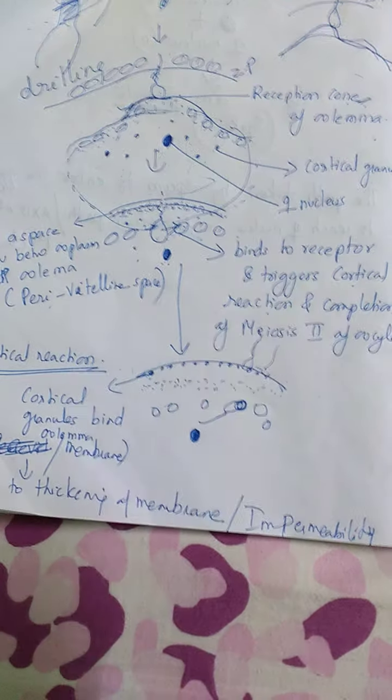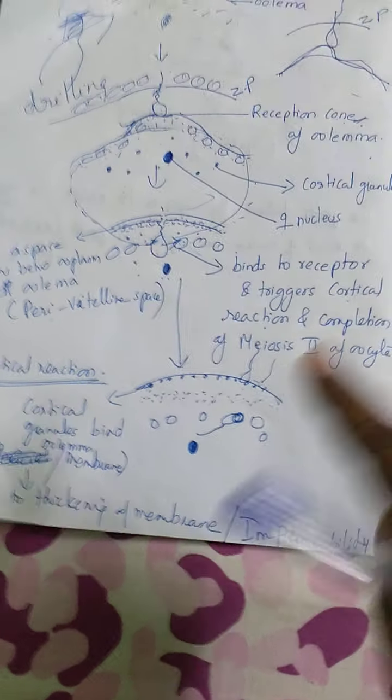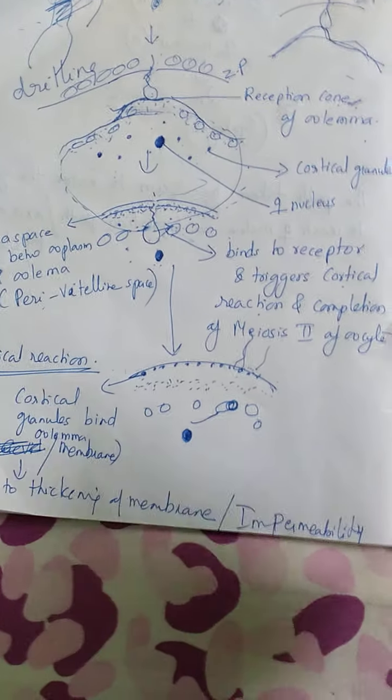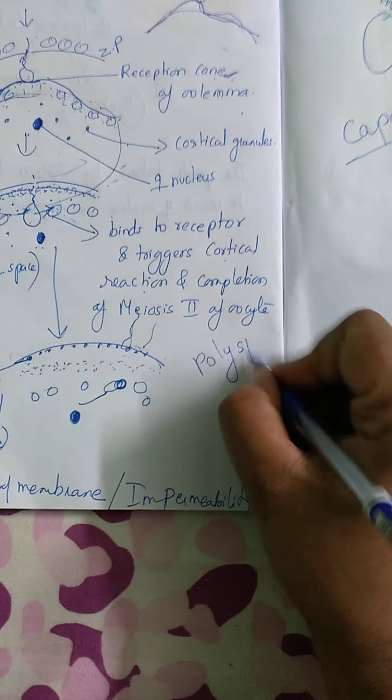In this way, the egg, now this reaction is brought about by the egg. Acrosome reaction is a property of sperm. Cortical reaction is a property of egg. And the egg brings this to prevent more sperm from entering. That is to prevent polyspermy.